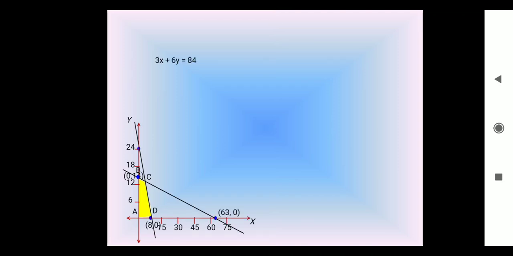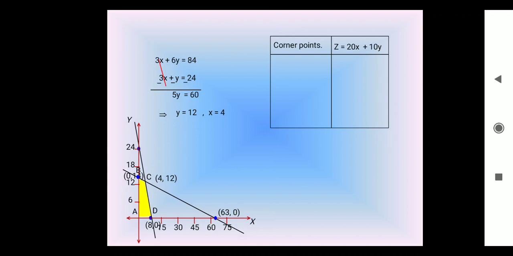Now we have to find the coordinates of point C, by solving the equations of these two lines. 3x plus 6y equal to 84 and 3x plus y equal to 24. On solving, we get 5y equal to 60, and y equal to 12 and x equal to 4. Therefore C has coordinates 4 comma 12.